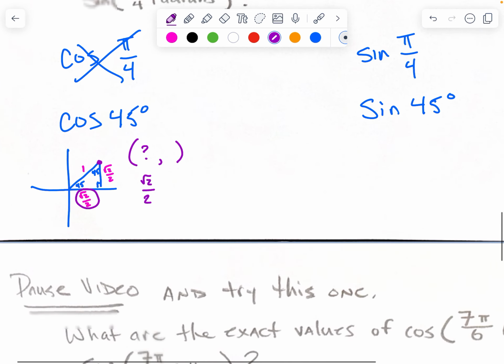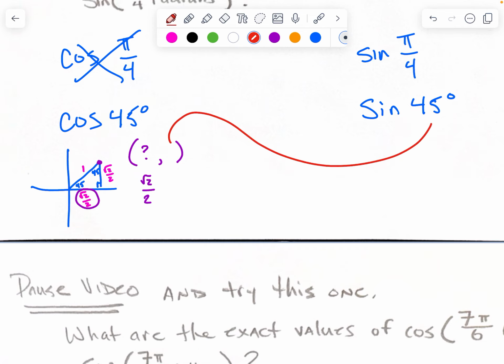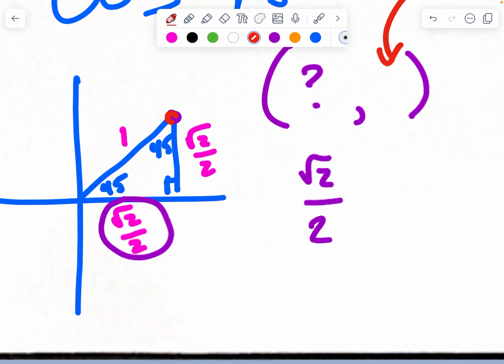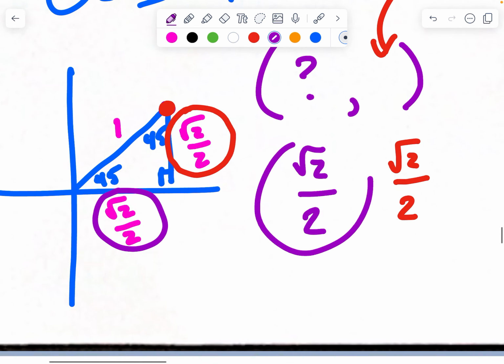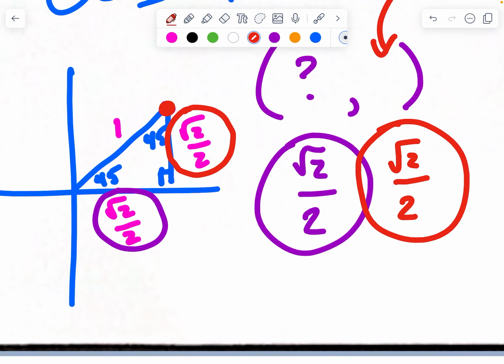And while I'm at it, the other question was the sine of 45. The sine of 45 is simply the up and down value of that same point. The up and down value you can see is the square root of 2 over 2 because of this special characteristic of this kind of triangle. So this is your first answer. This is the cosine of pi over 4, and this would be the sine of pi over 4.